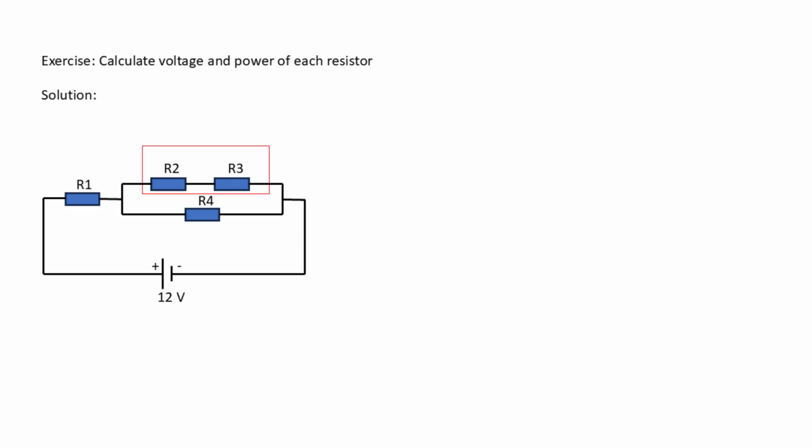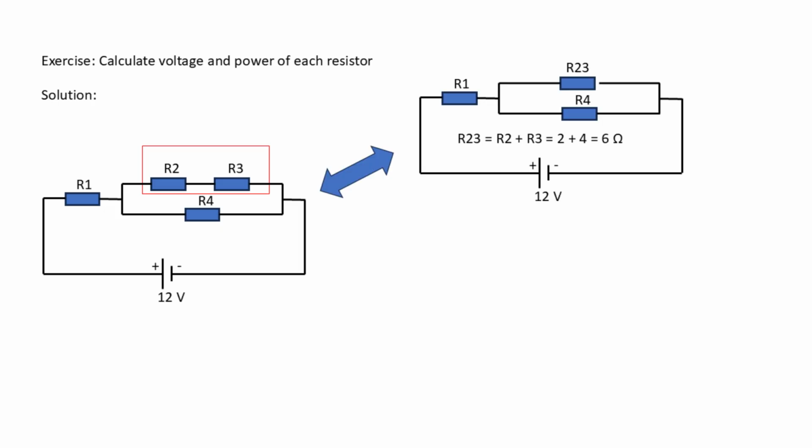We start by focusing on the two resistors, R2 and R3, which are connected in series. In a series connection, the same current flows through both resistors. This means their resistances simply add together to form one equivalent resistance. So we combine them as R23.